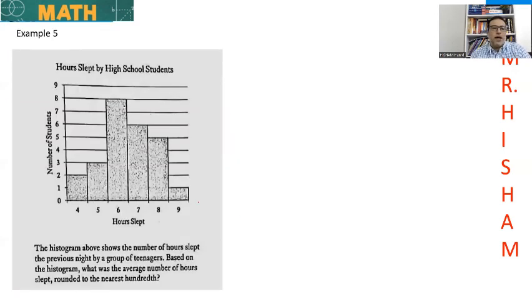Now, I have example 5 for a graph. The histogram above showed the number of hours slept the previous night by a group of teenagers. Based on the histogram, what is the average number of hours? Average here means that I'm looking for the mean number of hours this student slept. So if I want to find the mean, first I'm going to write the value in each column. This is meant to make it easier.